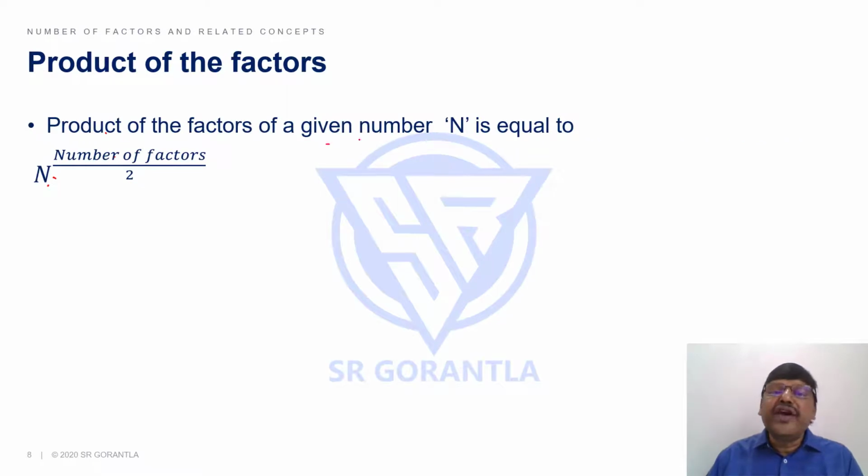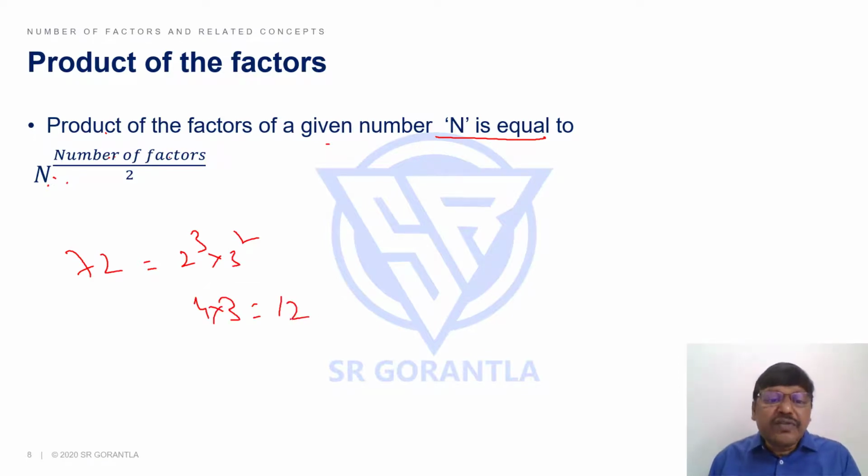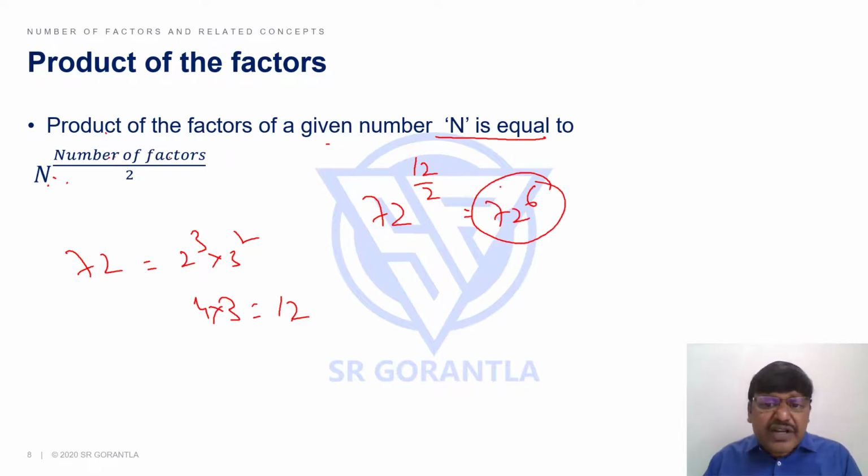See, the product of the factors of a given number n is equal to n power number of factors by 2. Suppose if I ask you what is the product of the factors of 72, students, as I said, 72 has how many factors you said? 12 factors. 4 into 3, 12 factors. So what we say, students, 72 power number of factors 12 by 2, my answer is 72 power 6. Students, this applies even for a perfect square. Let there be no doubt, right? So these are some of the important formulae with respect to the number of factors and related concepts. In the continuation video, we will solve few questions based on these points that we discussed, right, students?